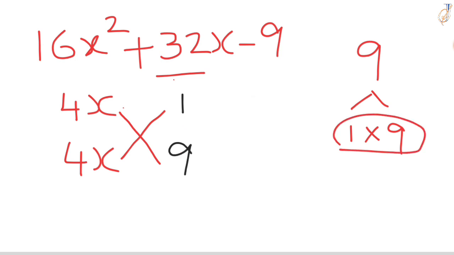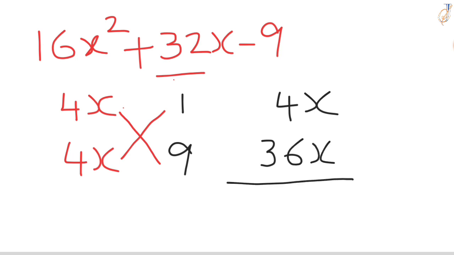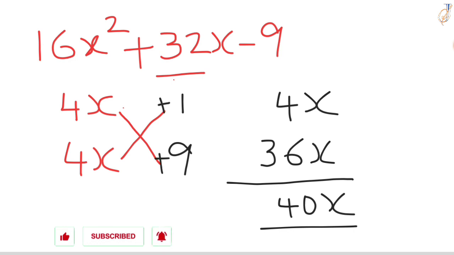Now do the cross multiplication. 4x times 1 is 4x. 4x times 9 is 36x. After adding these two, 36 plus 4 is 40x. Is it the same as 32x? No, it is not the same as 32x. So what can we do? Just change the signs. These two are plus signs. So just change it.